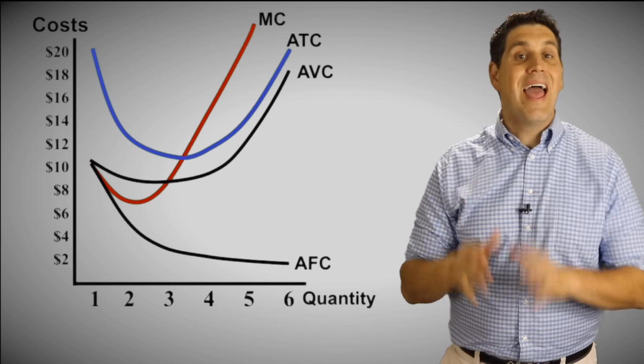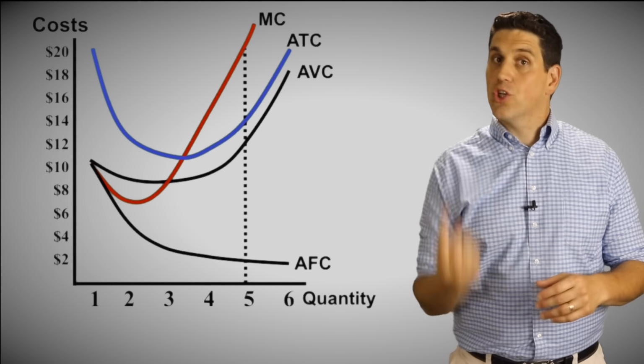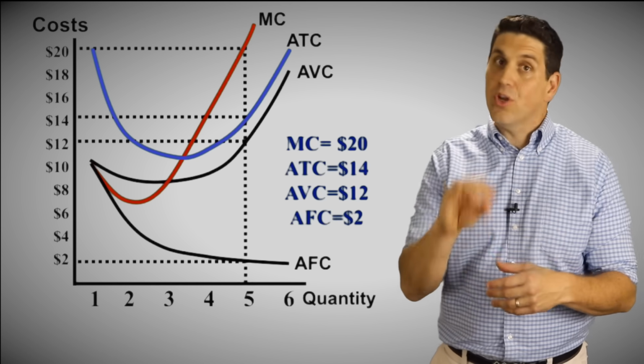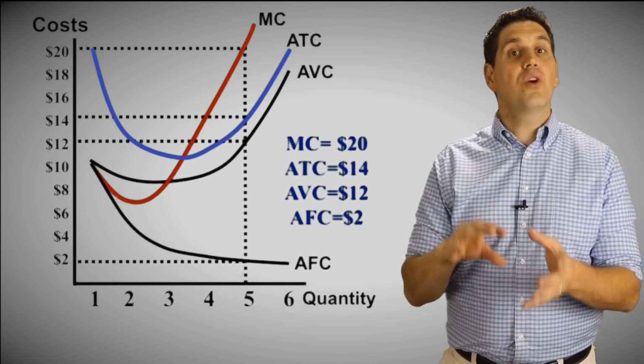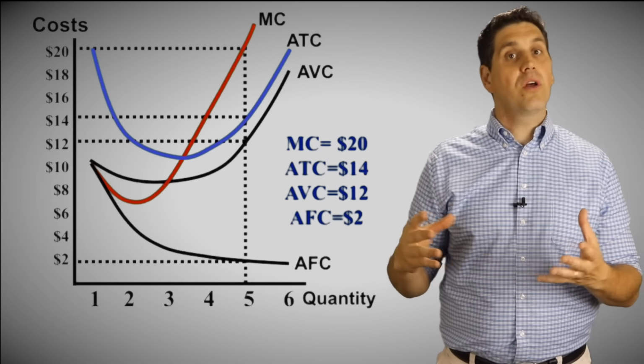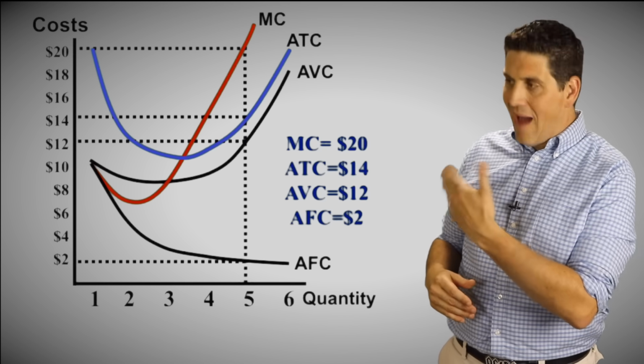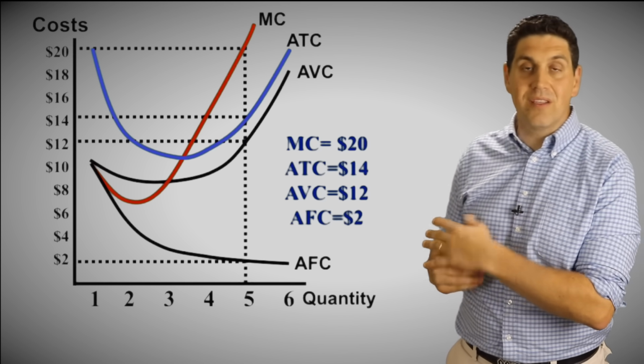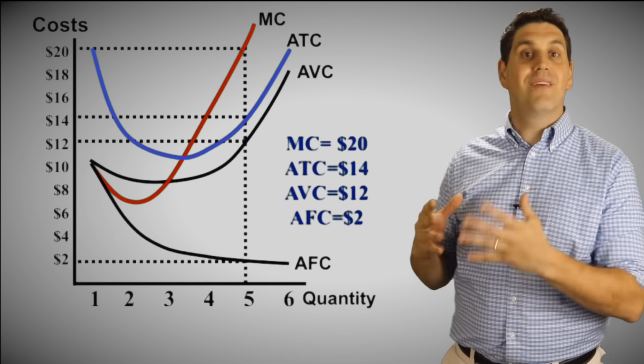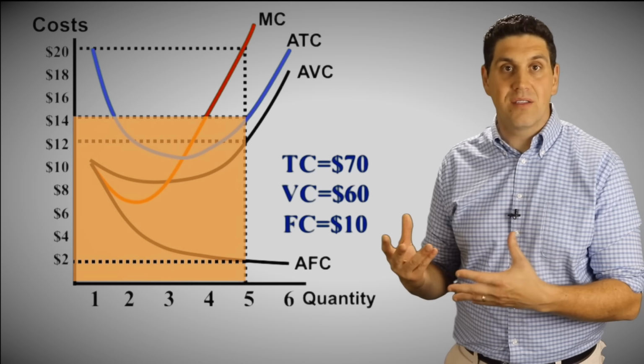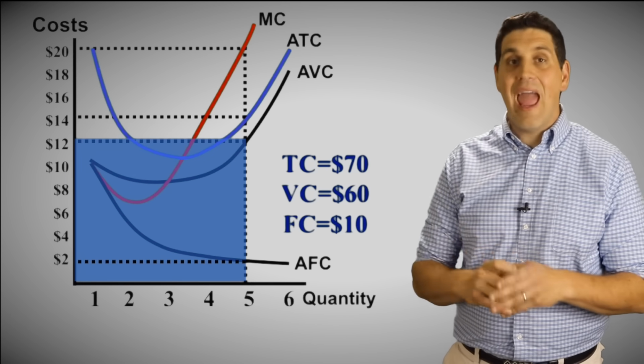The graph looks like this. At any given quantity, all you can do is go straight up, and that tells you the cost per unit of that unit. You can also convert those per unit costs to total cost. Just multiply the average total cost of producing a certain number of units times the quantity. That gives you a box. That box is the total cost. You can do the same thing for the variable cost and for the fixed cost.